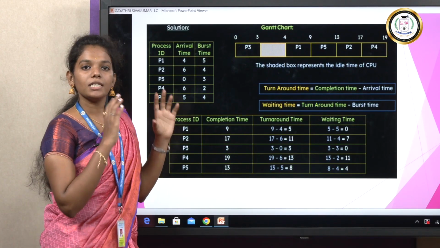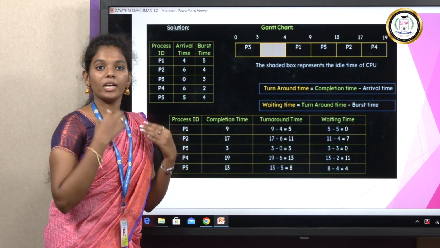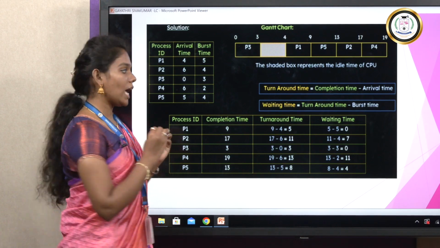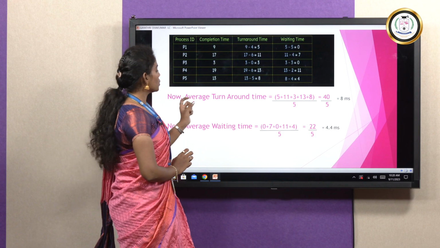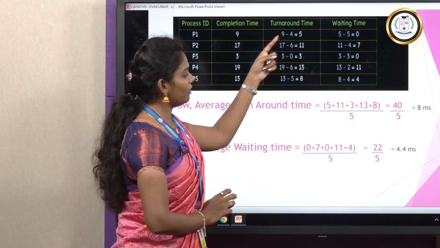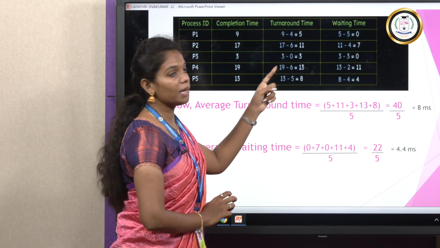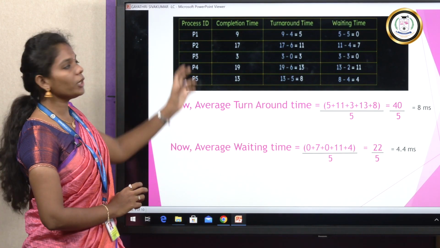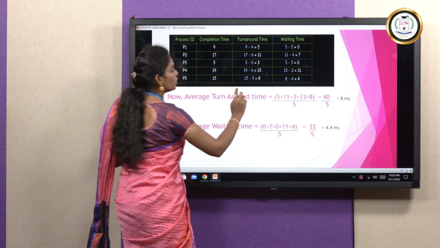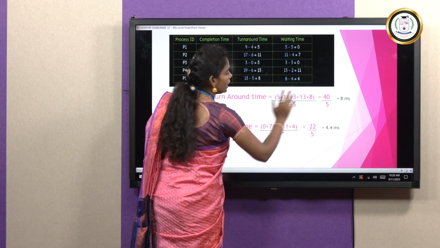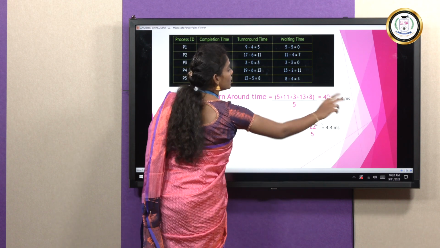But this is just the turnaround time. I need to calculate the average turnaround time and the average waiting time. The formula for averages you all would know: the total sum divided by the total number of processes. The average turnaround time is 5 plus 11 plus 3 plus 13 plus 8. How many processes do we have? From P1 to P5, we have 5 processes. So the total sum divided by 5, that is 40 divided by 5, which is equal to 8.